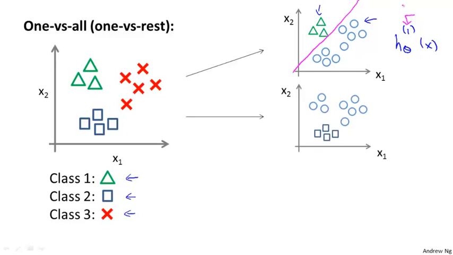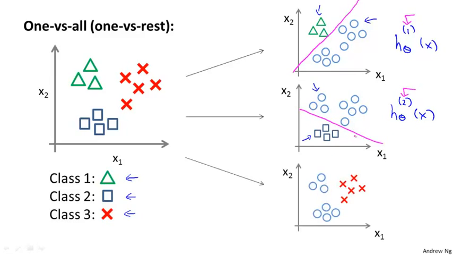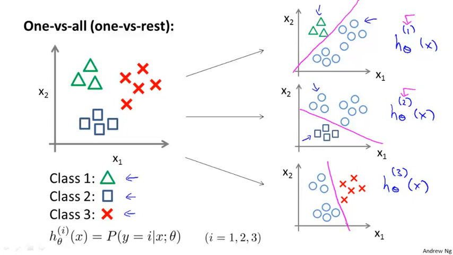Next, we do the same thing for class 2. We're going to take the squares and assign the squares as the positive class and assign everything else, the triangles and the crosses, as the negative class. And then we fit a second logistic regression classifier. We'll call this h of x superscript 2, where the superscript 2 denotes that we're now treating the square class as the positive class, and maybe we get a classifier like that. And finally, we do the same thing for the third class and fit a third classifier, h superscript 3 of x, and maybe this will give us a decision boundary, or give us a classifier that separates the positive and negative examples like that. So to summarize, what we've done is we've fit 3 classifiers.